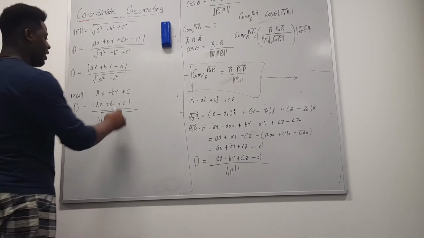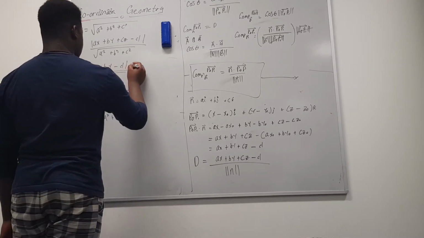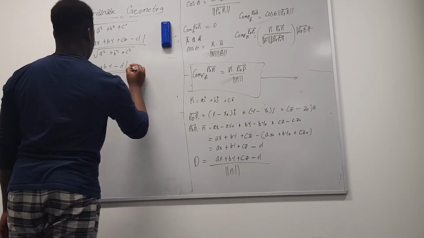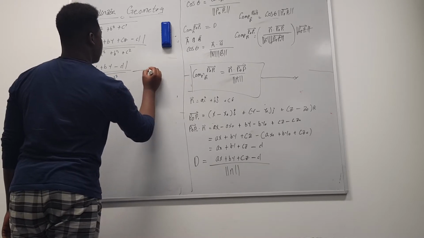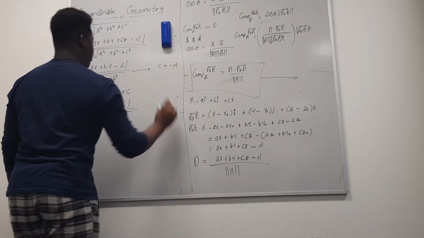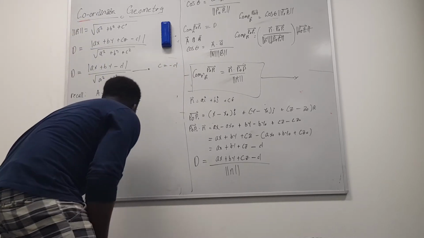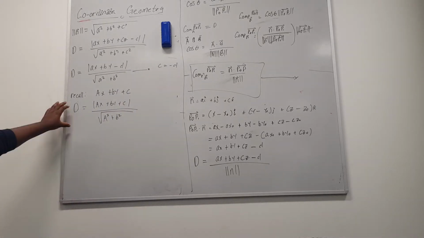Really, that's everything. In this case, it just so happens that c is equal to negative d. So in this case, like this. But no, here c is equal to negative d. Literally, that's it. So yeah, I reduce this by one dimension to get the distance between the point and the line.